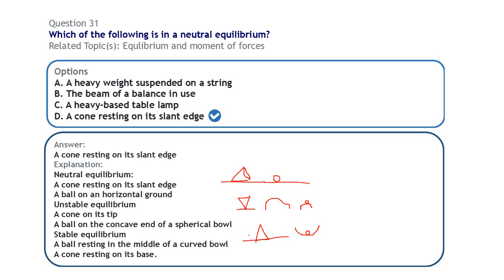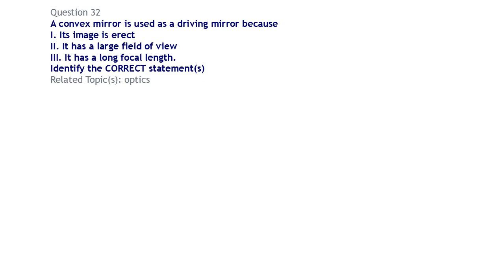But stable equilibrium is if you have a cone resting on its flat base. This is stable equilibrium. Or a ball in the middle of a concave bowl. This is stable equilibrium. So these diagrams here are for neutral equilibrium. This one and this one are for unstable equilibrium, while this one is for stable equilibrium.